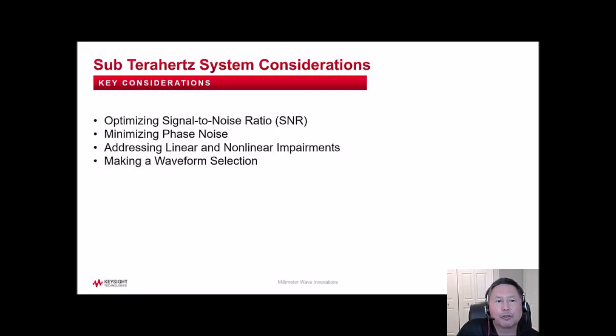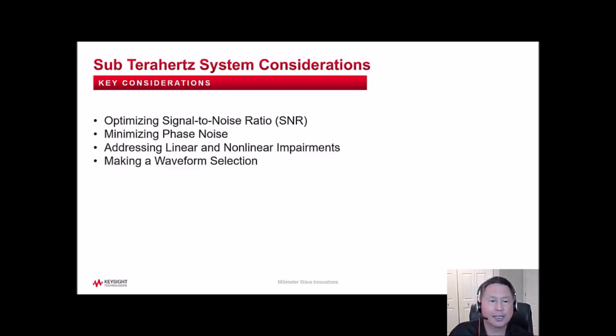New regions of spectrum offer the potential of using these frequency bands for breakthrough high data throughput applications. However, there are four key considerations in optimizing the performance of sub-terahertz systems operating over these wide or extreme bandwidths: optimizing signal noise ratio, or SNR, minimizing phase noise, addressing linear and nonlinear impairments, and making a waveform selection.